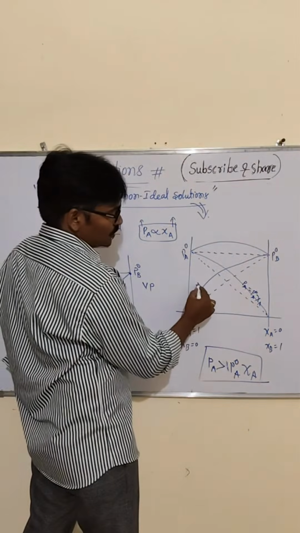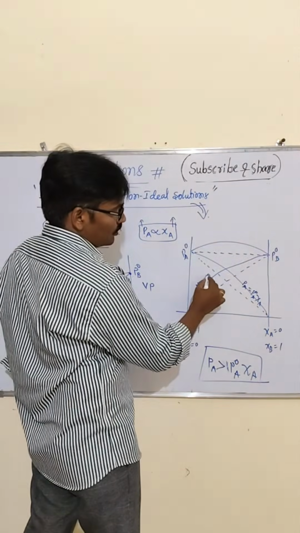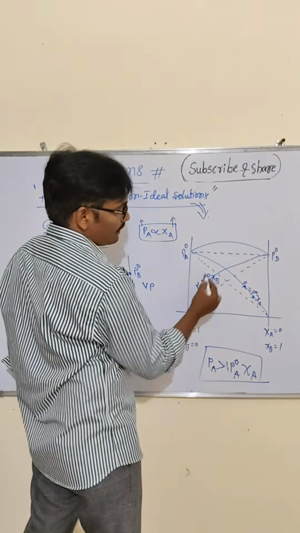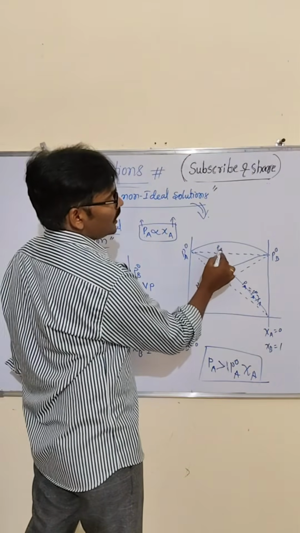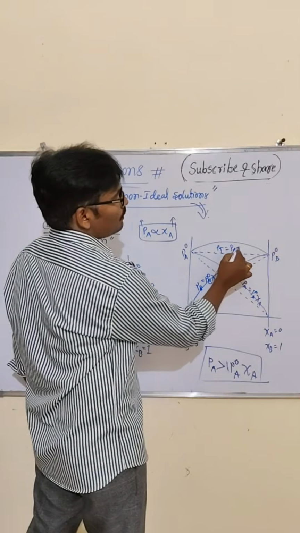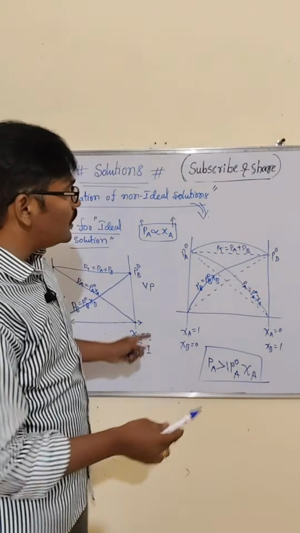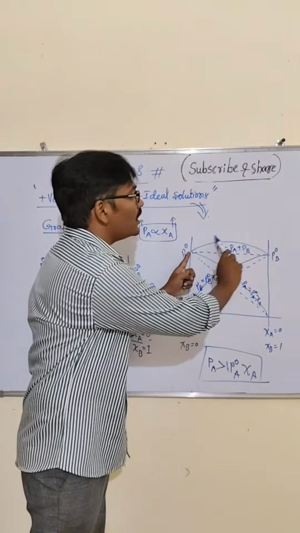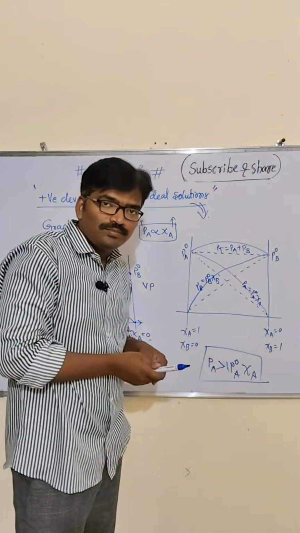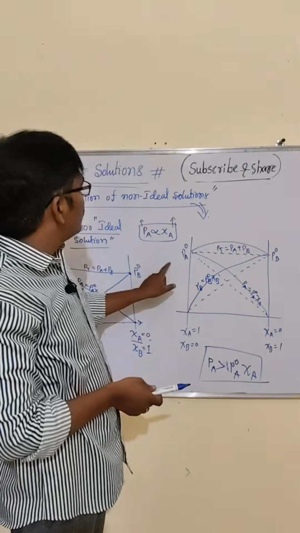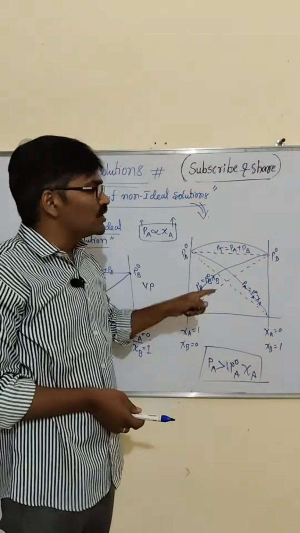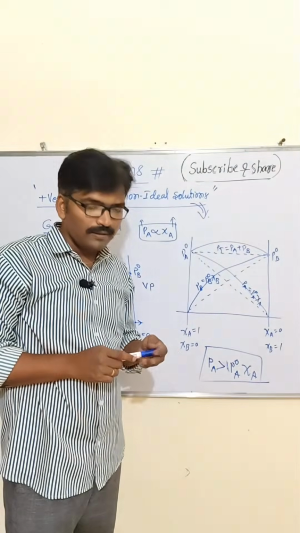So this belongs to PB, it is equal to P naught B into mole fraction of B. Then P total is equal to PA plus PB. So positive deviation you can get above the ideal solution line. So this graph belongs to positive deviation of non-ideal solutions.